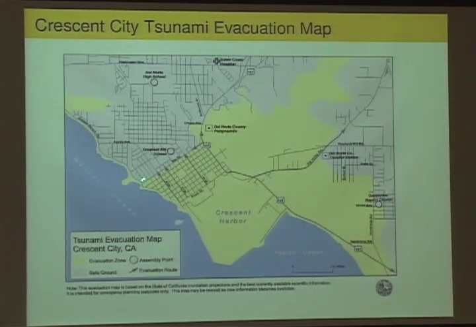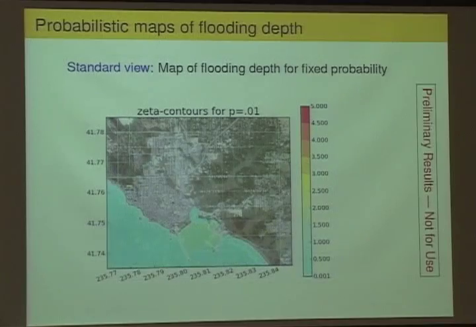This is the harbor region and the main downtown area. This is the evacuation zone. But the idea of our study was to try to do a probabilistic map instead, where rather than having a single map, you would have, for example, a map with the region that is expected to flood with annual probability 0.01, which is like a 100-year flood map, as FEMA calls it.